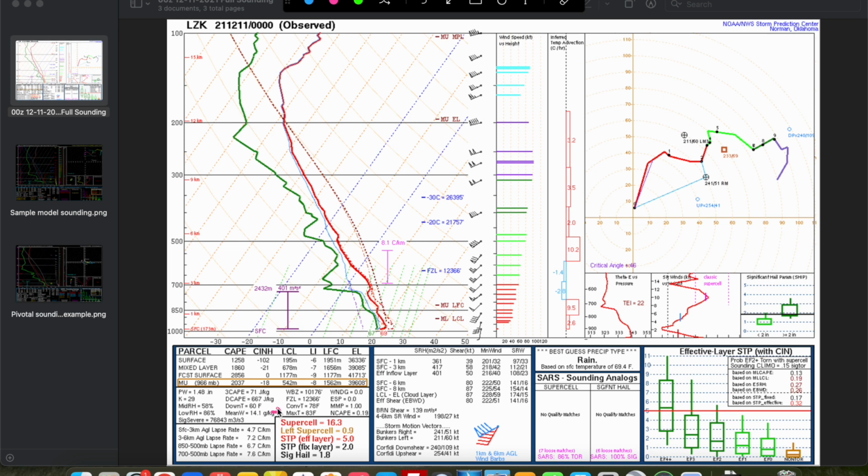Then finally here we have our MaxT, or max temperature. And the maximum temperature, we've also talked about this before, that is going to be your estimated maximum afternoon high temperature, basically.